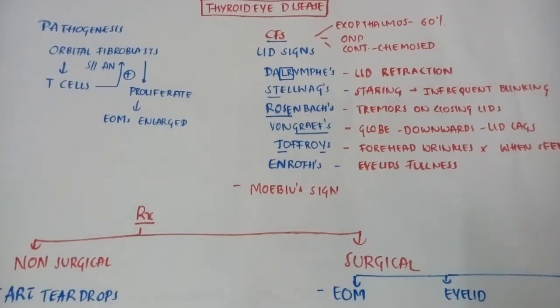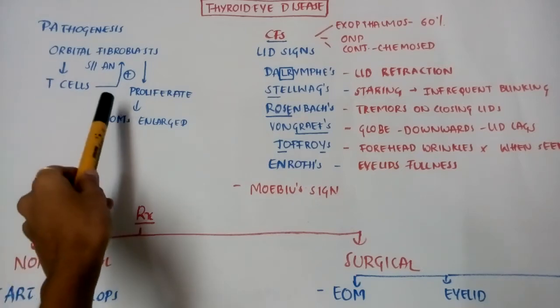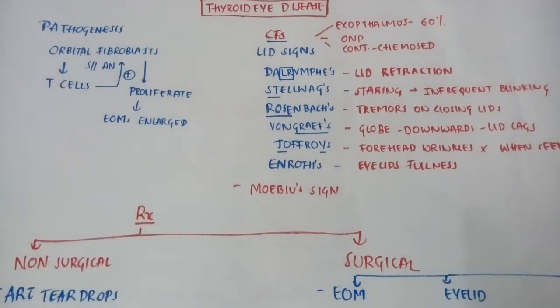Orbital fibroblasts have similar antigen to that of thyroid follicular cells. So the T cells induce fibroblast proliferation and adipogenesis. As a result, extraocular muscles are enlarged due to edema as well as infiltration.